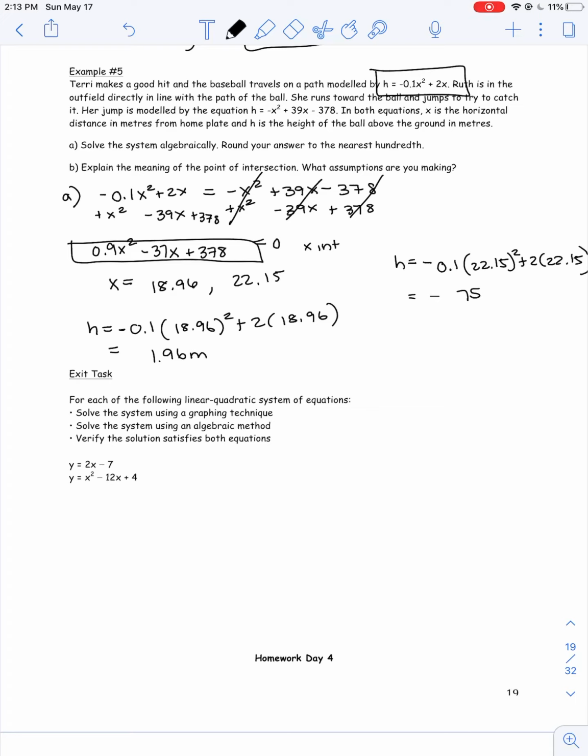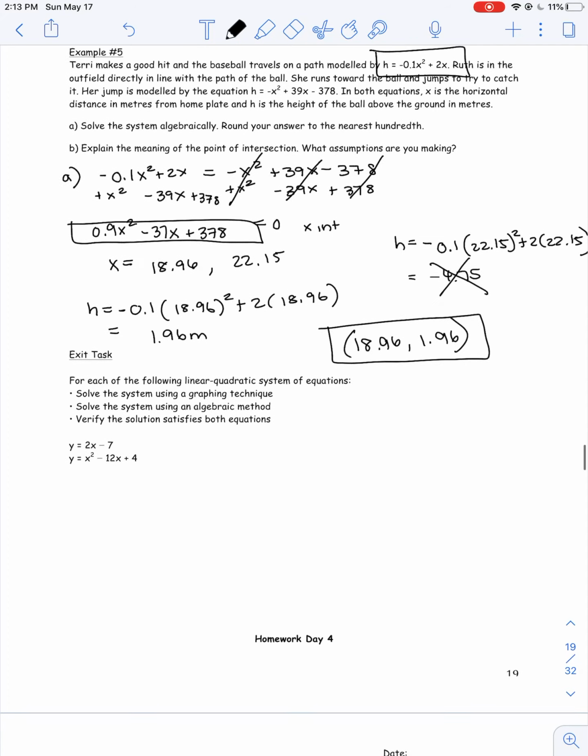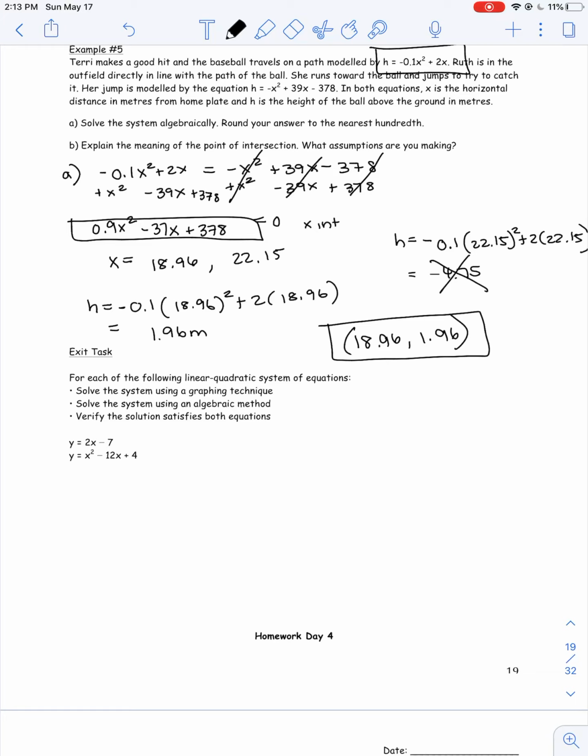Now, h represents height, and we can't have a negative height. So this answer doesn't make sense, which means that the only solution that is possible is having the horizontal distance be 18.96 and the height be 1.96 meters off the ground. That's my final solution, and they're always written as coordinates. This is to the nearest hundredth.